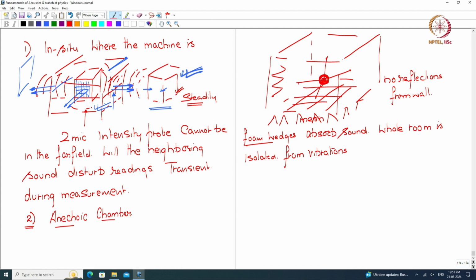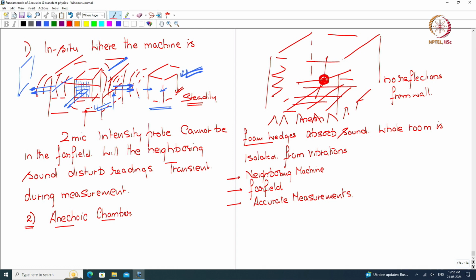Okay, so you don't have the disturbance from a neighboring machine. And you can be in the far field if you want, and you can get accurate measurements.